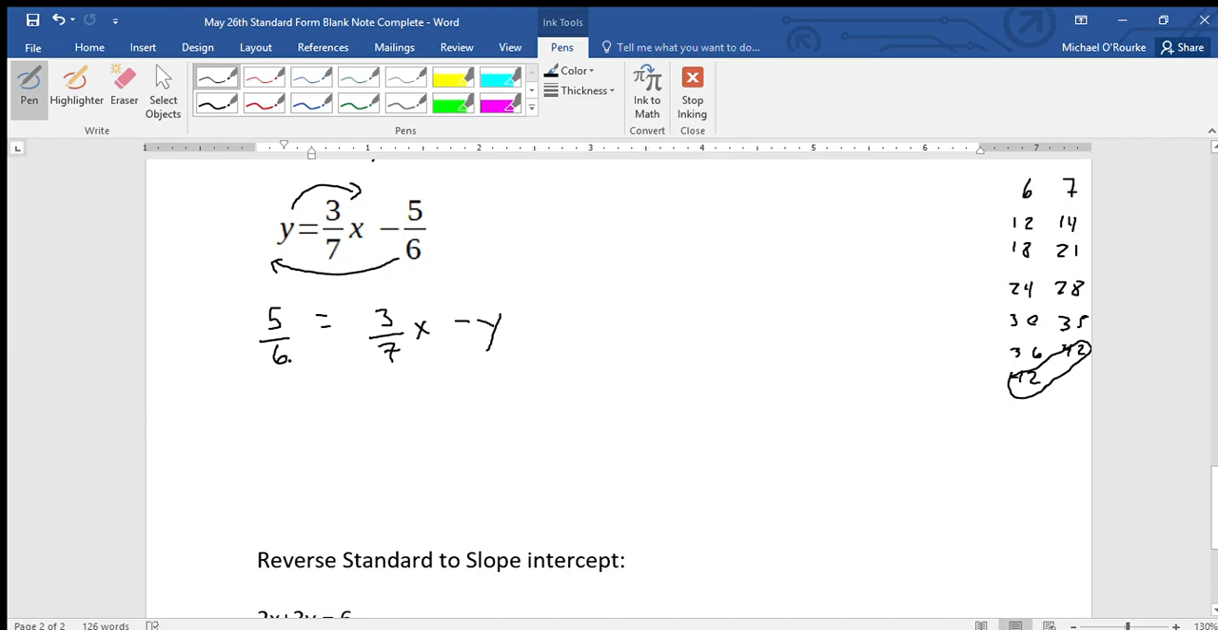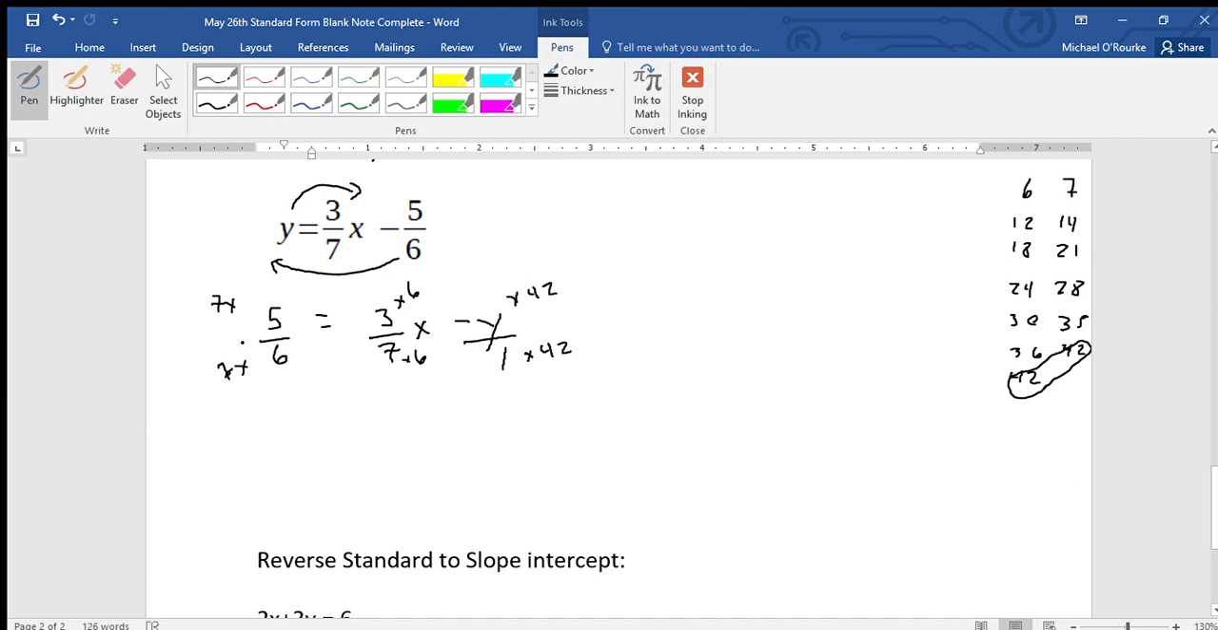So to get 42 on this side with a 6, I have to multiply this by 7. What I do to the bottom, I have to do to the top. I have to multiply this by 6. 7 times 6 equals 42. Now, I got a 1 down there. So how do I get that 1 to 42? Well, I times it by 42.